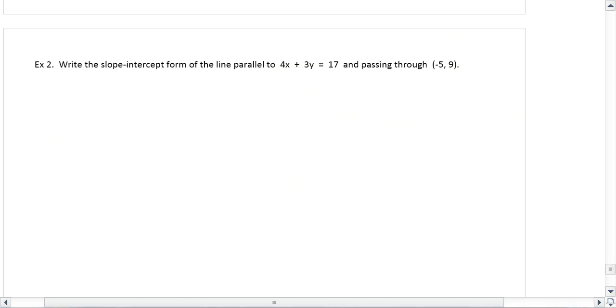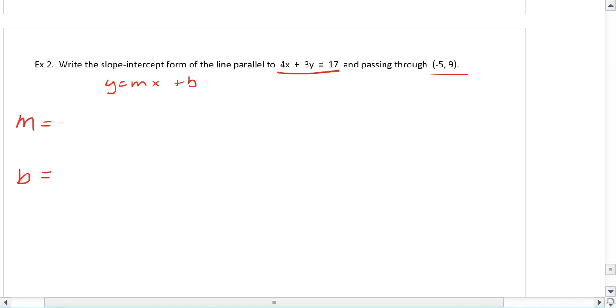In this next example, we're kind of going back to section 4 where we're asked to write the slope-intercept form of a line. So this is what we're after, y equals mx plus b. So we need m and we need b. And what are we given? We're given that the line we're supposed to write the slope-intercept form of is parallel to this line and passes through this point. So once again, I need to find m and I need to find b.